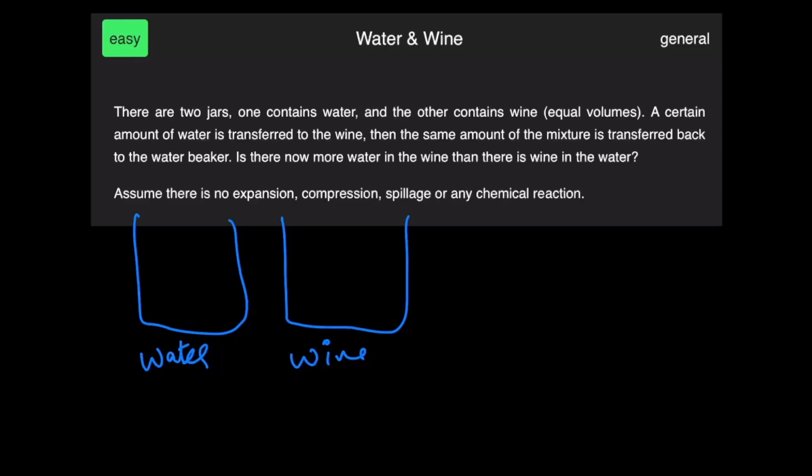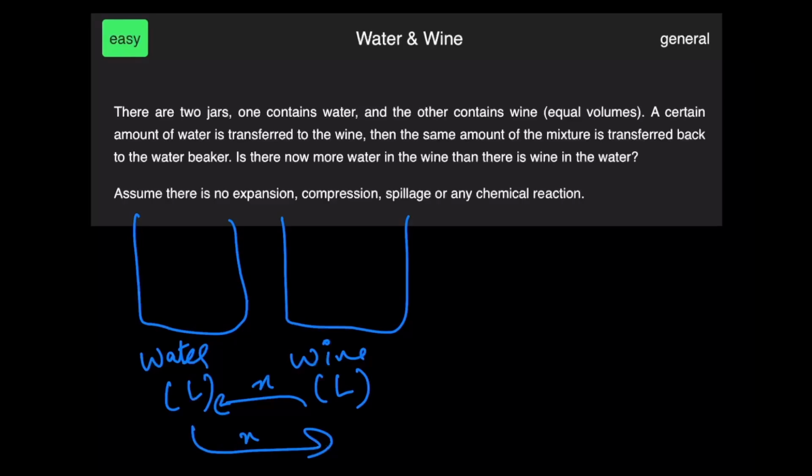So just to explain what's going on, we've got two jars over here, water and wine. One contains water and the other contains wine. Both of them have equal volume. Say initially they both had L. Now a certain amount of water, let's say X amount of water, is transferred to the wine container, and then X amount of that mixture is transferred back to the water beaker.